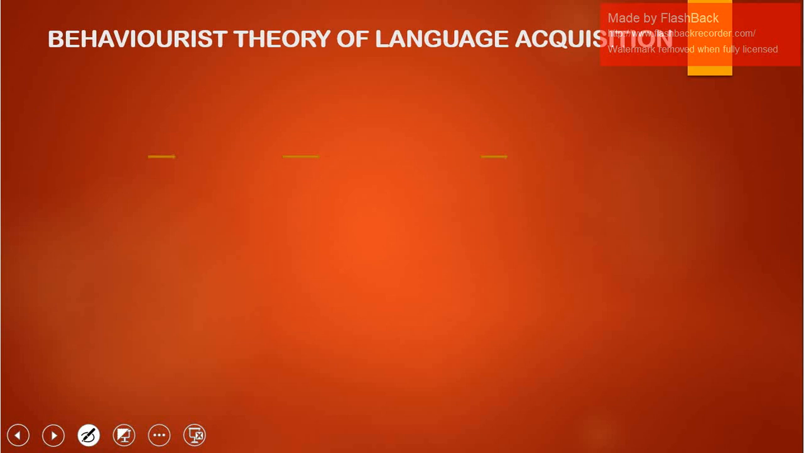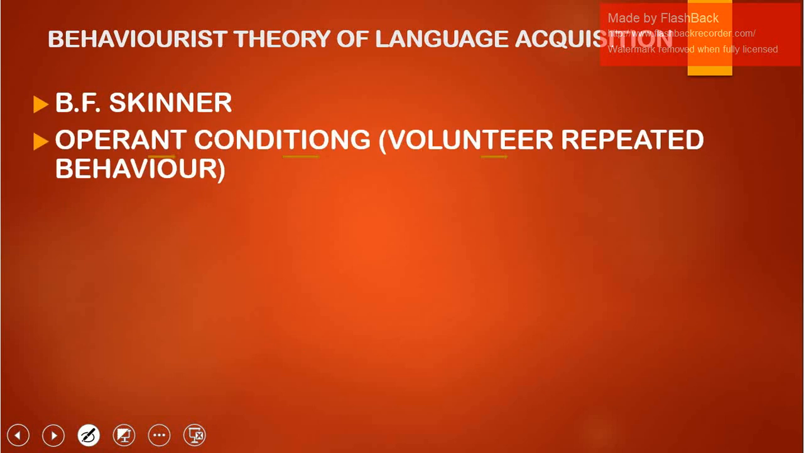Behaviorist theory of language acquisition. Sometimes it is hard to pronounce such words. So it was given by B.F. Skinner. It discusses language to be learned through operant conditioning. What is operant conditioning? Don't worry, we will discuss in detail.